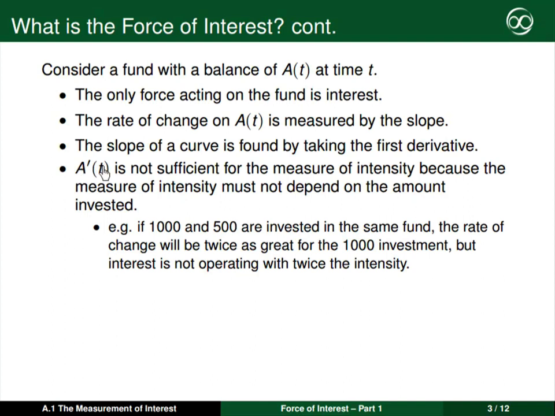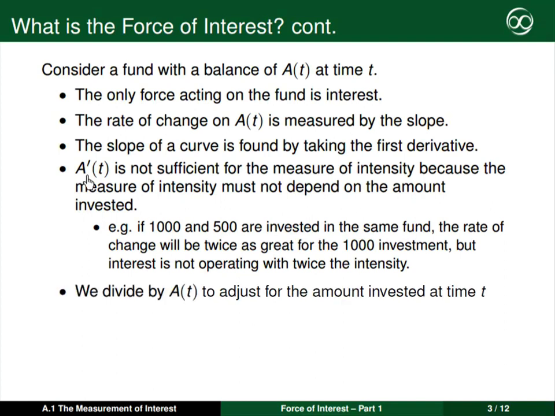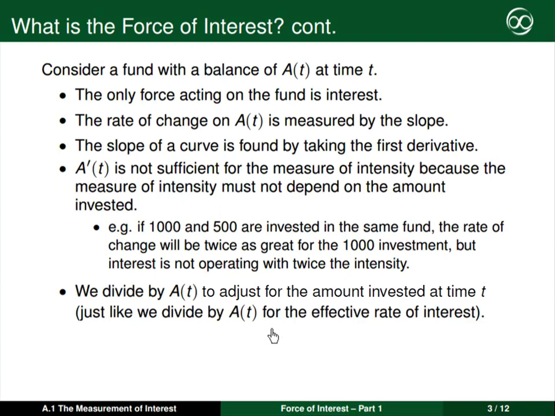So we cannot just use the derivative, because the derivative would in essence give us the rate of change at a particular moment in time. How much is it actually changing over that moment of time? And so what we want is the measure of intensity, not the rate of change. So we have to divide by the amount invested at that time, just like we divided by the amount invested at that time for the effective rate of interest.